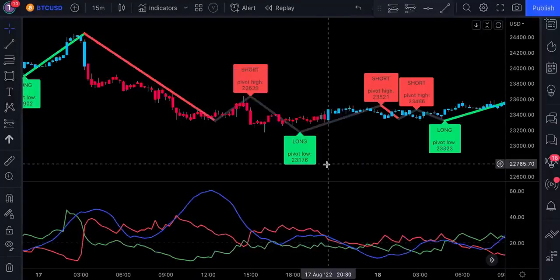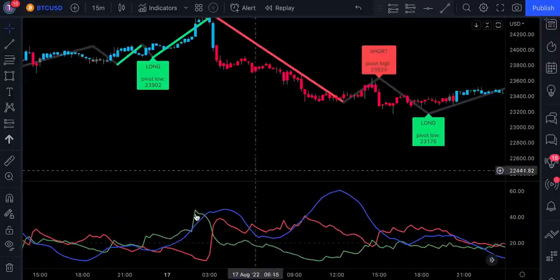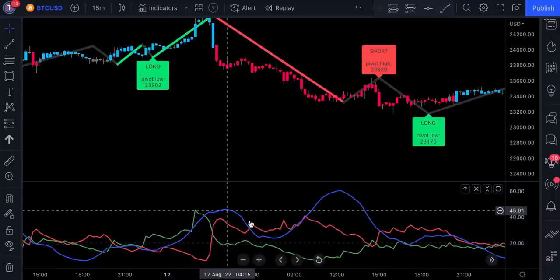The ADX is also a really easy indicator to follow. When the orange line crosses the green line upwards, this is a signal to go short. And when the green line crosses the orange line upwards, this is a signal to go long. We also have this blue line, which indicates the strength of the trend.